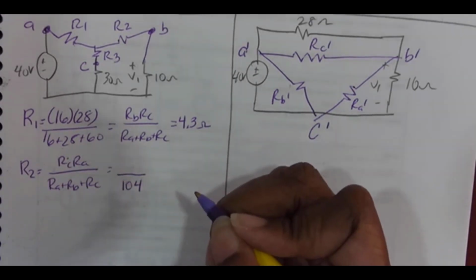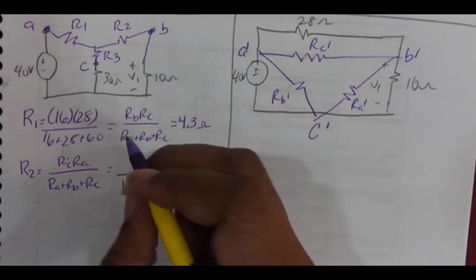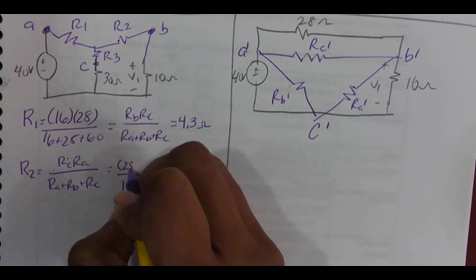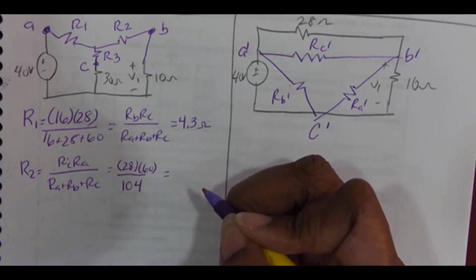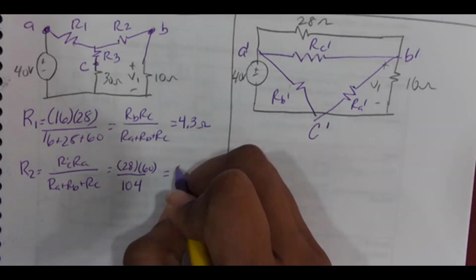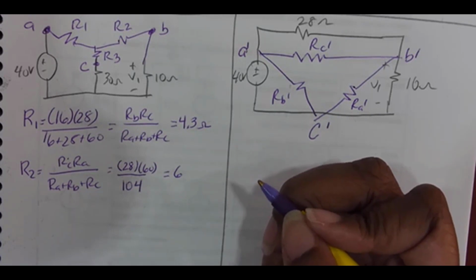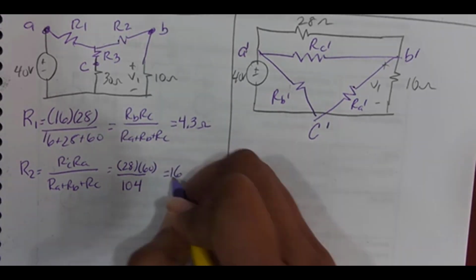And the numerator is 28 times 60. What is R2? 68 ohms? 28 times 60. 16.15? I told y'all I couldn't hear. 16.15. Okay.